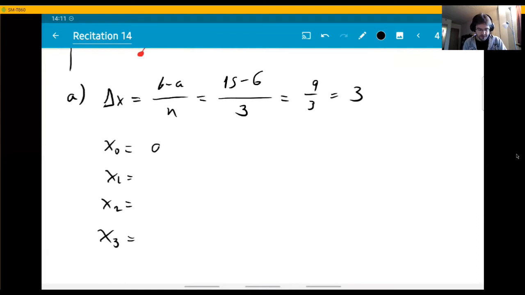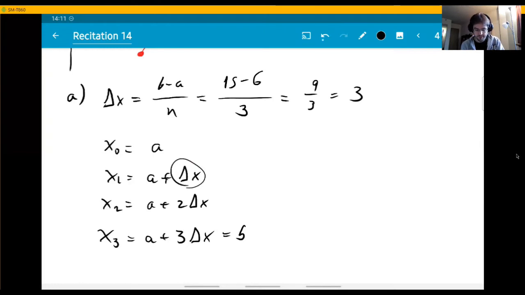That's usually how we do these things. Just remember, it works like this, right? The 0th point is the initial point of the interval, and then each point is obtained by adding a certain number of interval lengths, delta x. So in this case, you start with a 6, and then you add 3, which is delta x, to that to obtain 9, and then 12, and the last one should be 15. It's the same thing as the b. So I hope this is intuitive enough.